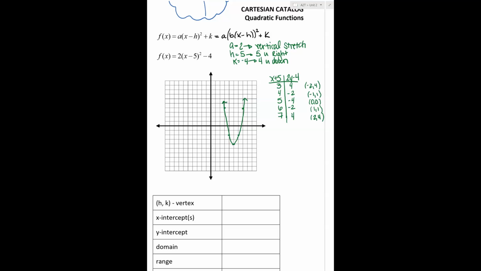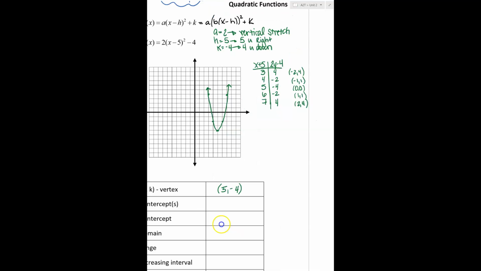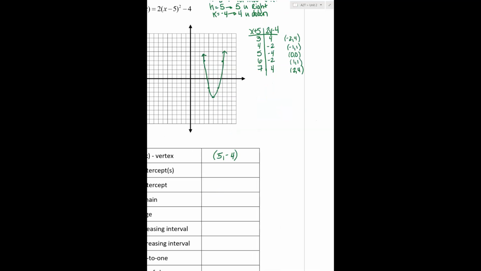Okay, you can, if you would like, draw the axis of symmetry. It's not required, but we do know that the vertex is h, k. So our vertex is 5, -4. The x-intercepts, ooh, do we know what those are? No, we do not. So we get to solve for them.